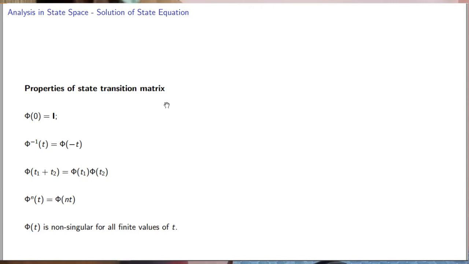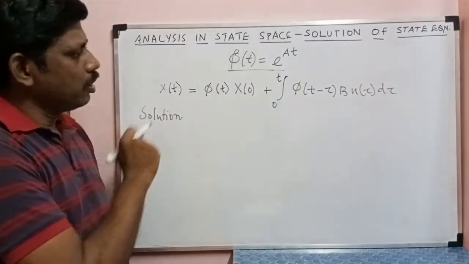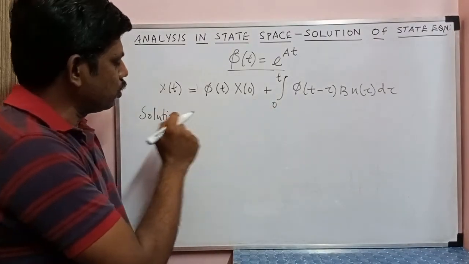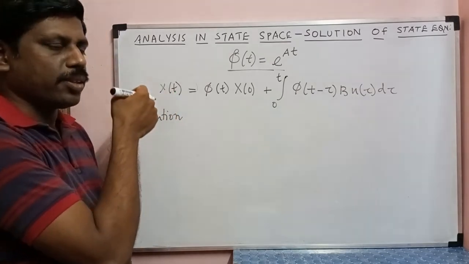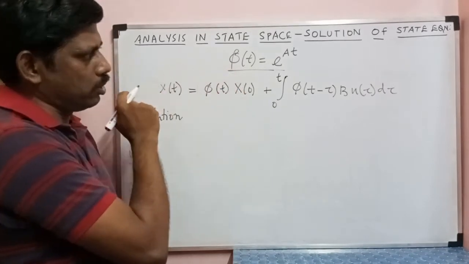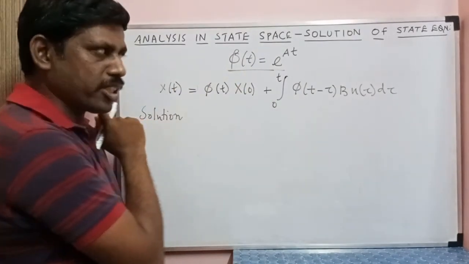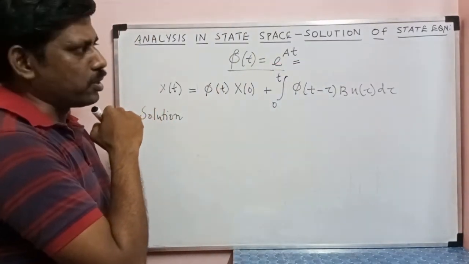So having understood the properties of this state transition matrix, let us try to evaluate it. I have rewritten the solution of the state equation here, assuming that t naught is equal to 0, and we all know that this equation we derived analytically from the state equation. Okay, so in this process I came across this state transition matrix, and this is a matrix exponential. The problem is this matrix exponential e power at.